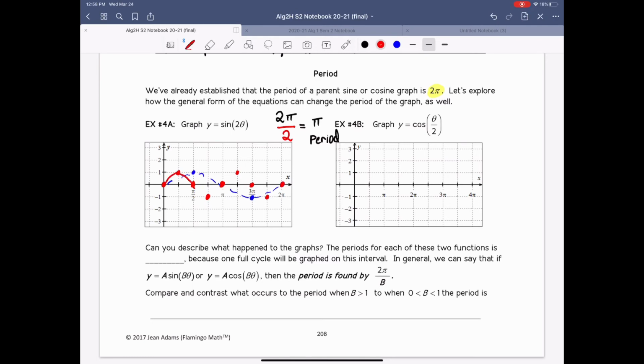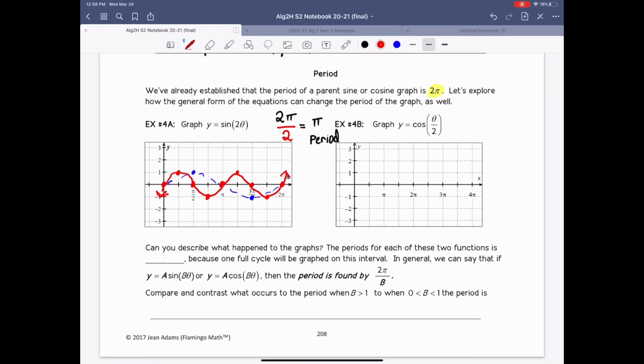And so this is what my new graph looks like. And as you can see, we've adjusted the period, right? Because now, instead of taking 2 pi radians to go through one cycle, we can now go through 2 cycles in 2 pi radians. And that's how we graph the change of the period. Now let's look at example 4b.